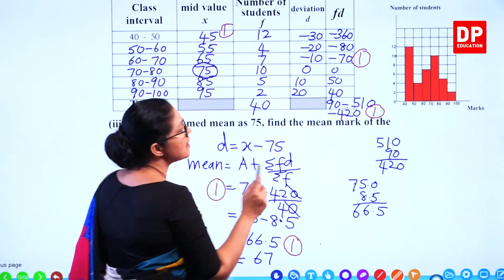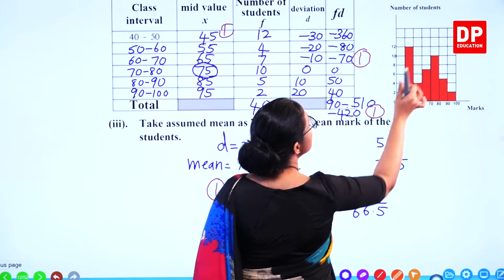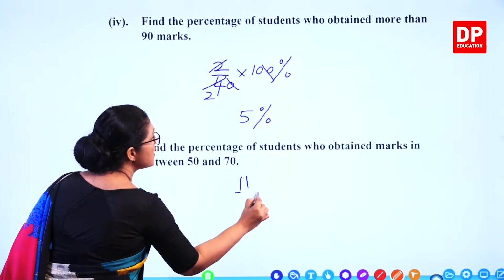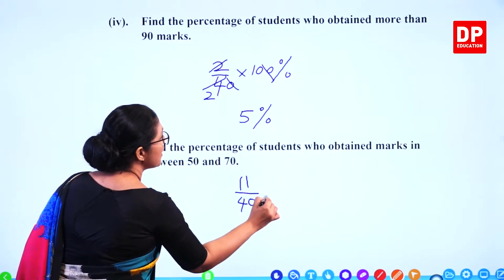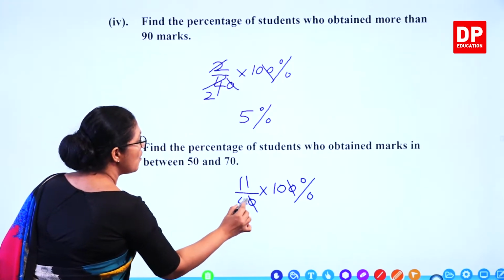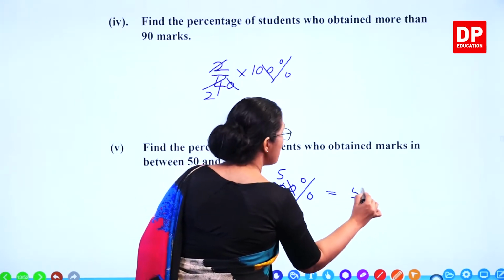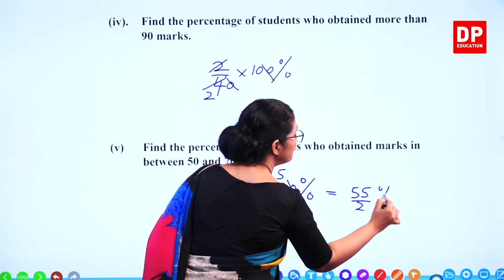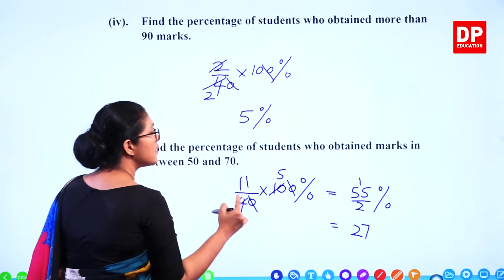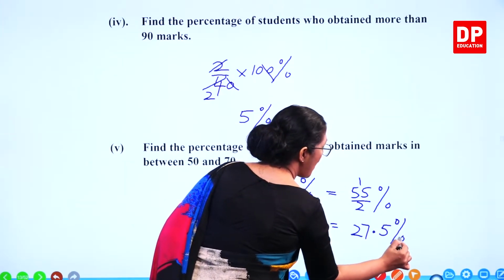Find the percentage of students who obtain marks in between 50 and 70. These 2 bars you have to consider. 4 and 7. 7 plus 4, 11 students. 11 students out of 40 into 100%. 0 get cancelled out. 2 times 2, 2 times 5. That means 55 divided by 2. 2 times 2, 4. 2 times 7, 14 and for 10 that's 5. 27.5%.